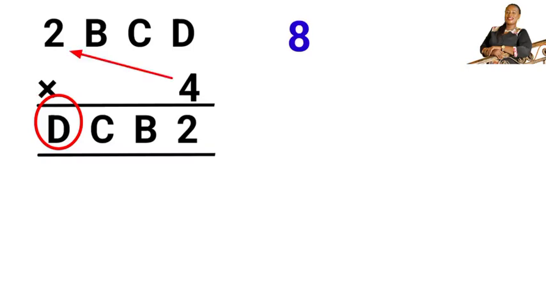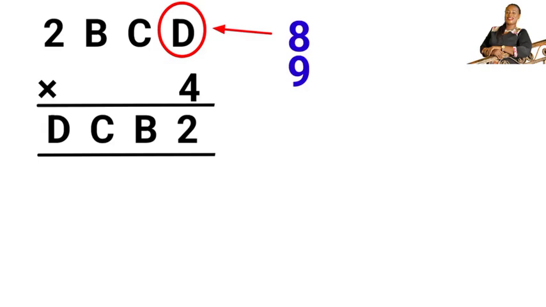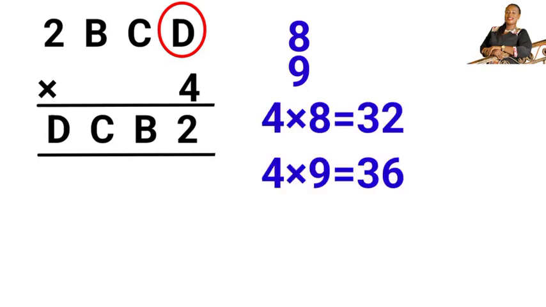Again, 4 times 2, supposing there is a carry of 1 from here, 1 will make it 9. So we have 2 possible values of D here, 8 and 9. 8 does not carry, and when we have 9, there is a carry. So here we have to choose our answer for D from these 2 numbers. Now, to decide which is the correct answer, you have 4 times 8 equals 32, and you have 4 times 9 equals 36.